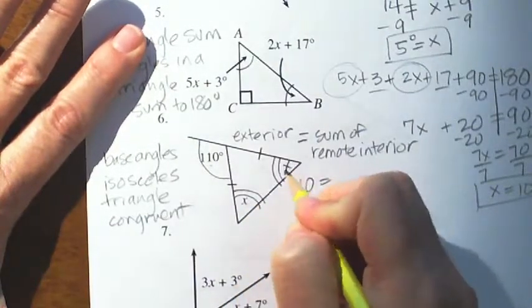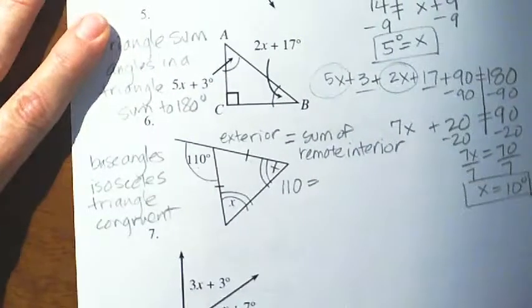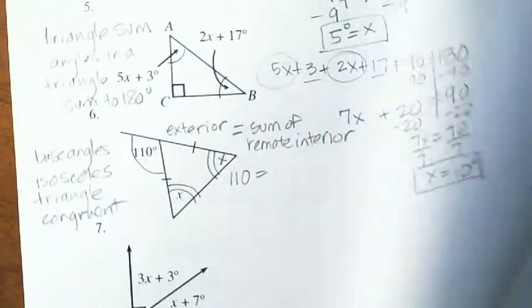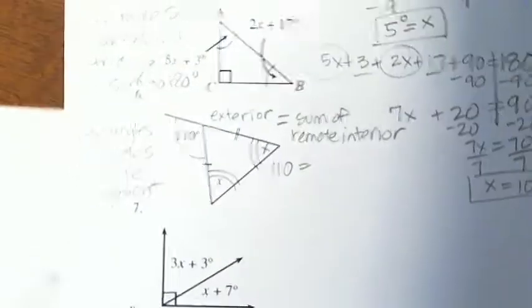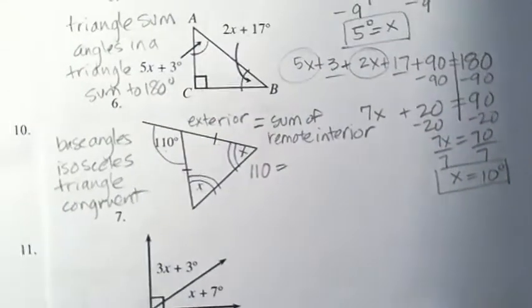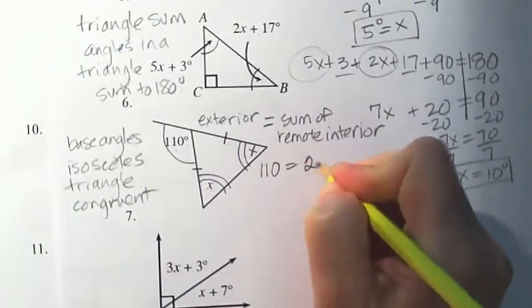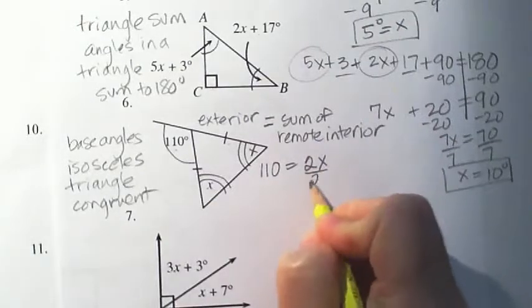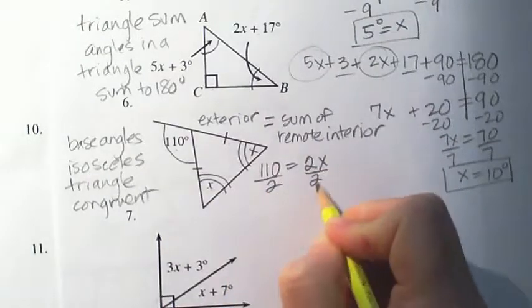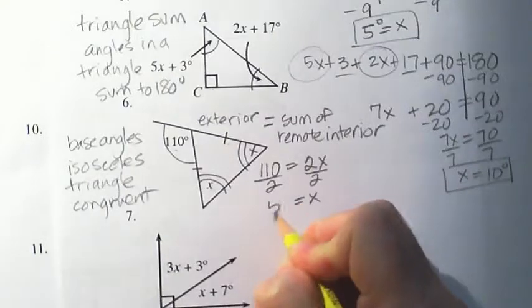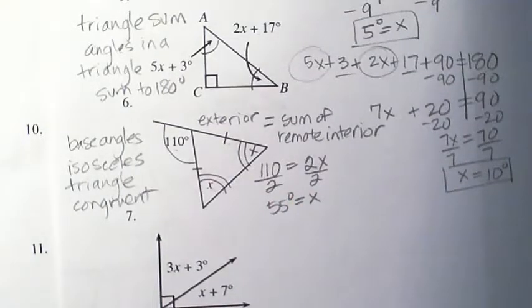Well, if this is x, we can call this x, right? Because they're the same. So 110 equals 2x. Divide by 2 on both sides. Opposite of multiplication is division. So x is 55.